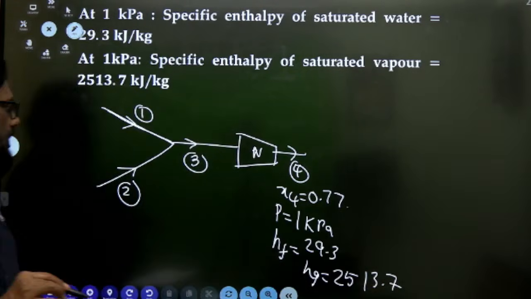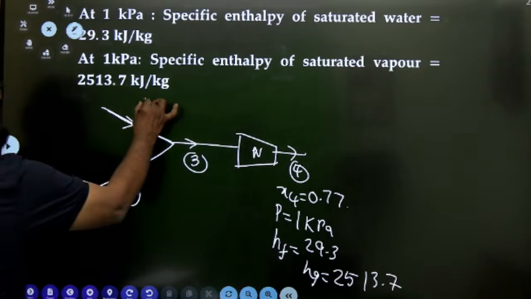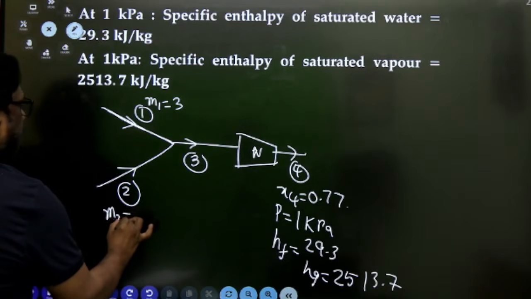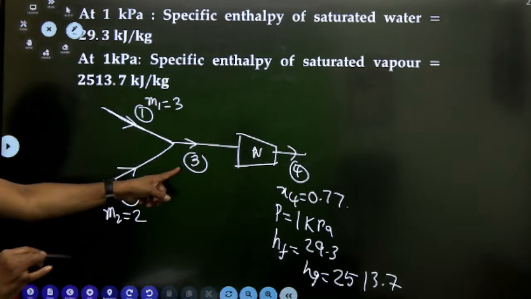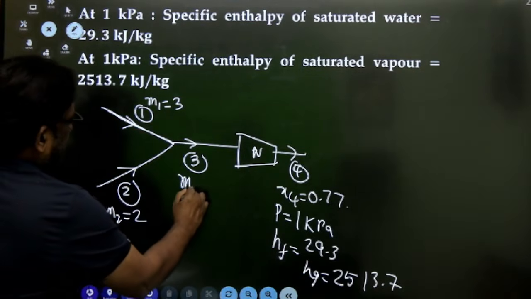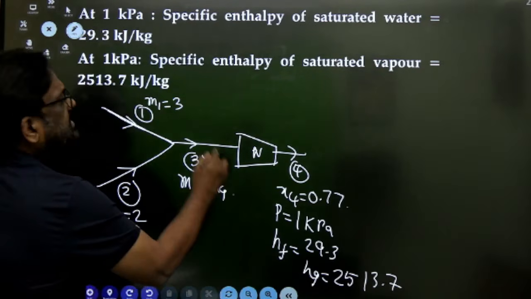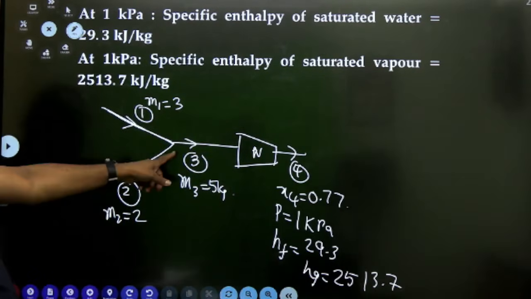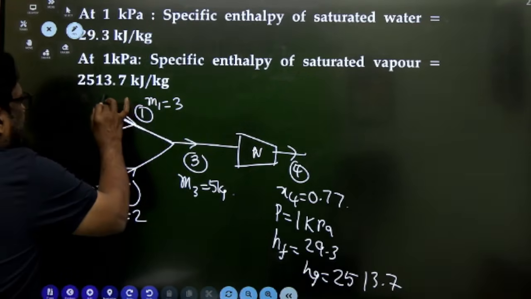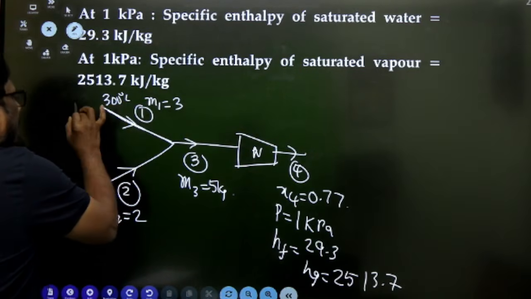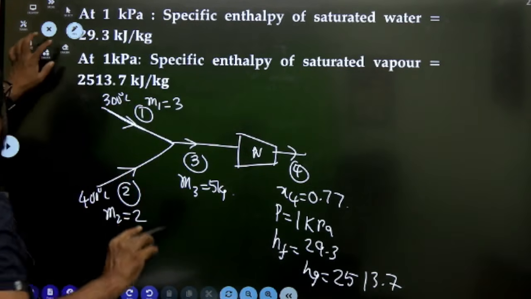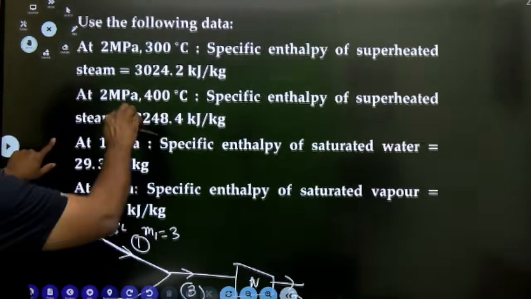2513.7. ठीक है सर. Now देखो, here the mass is given as 3, and here the mass is given as 2. What will be the mass at 3? Because 3 is entering, 2 is entering, दोनों mix होने के बाद resultant mass at 3 will be 5 kg. Very simple sir. I'll calculate the enthalpy here. Here the temperature is given as 300 degrees centigrade, and here 400 degrees centigrade. तो enthalpies तो दे रखा है सर. It is given, देखो एक बार.